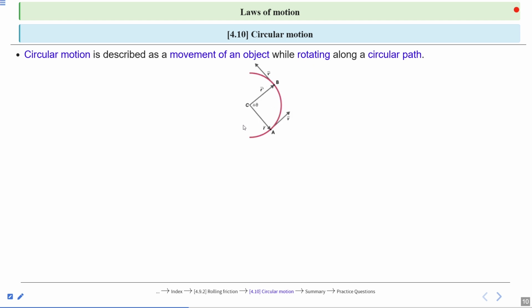Look at here, we have a diagram. To define circular motion we have two points, point A and point B. When an object moves along a curved path, or we can say along a circular path, from point A to point B, this is a curved path. So when an object moves along a curved path, that type of motion is circular motion.